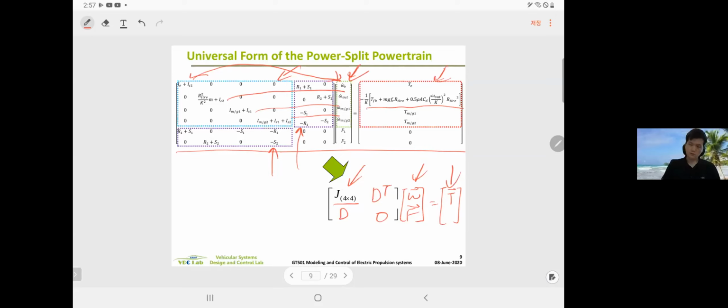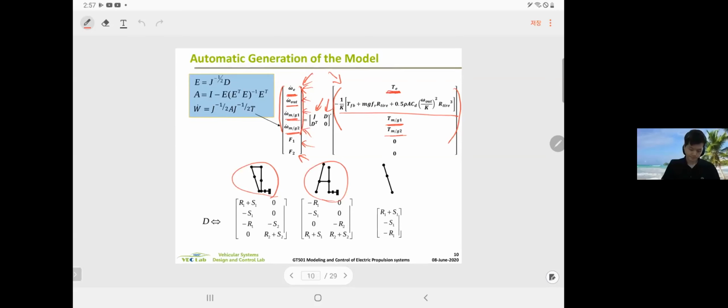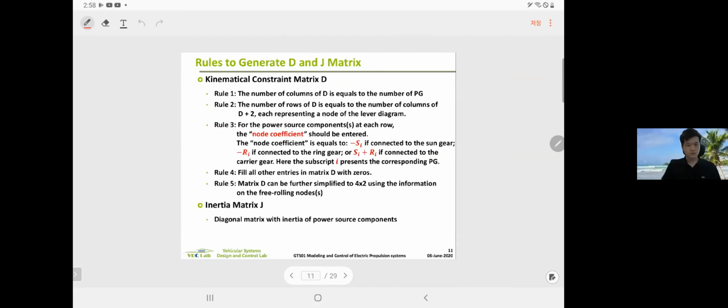So now we are left with the D matrix. How do we find the D matrix, right? That's the tricky part, okay? Finding the D matrix is a little more tricky. So this is how we can identify the D matrix, okay?